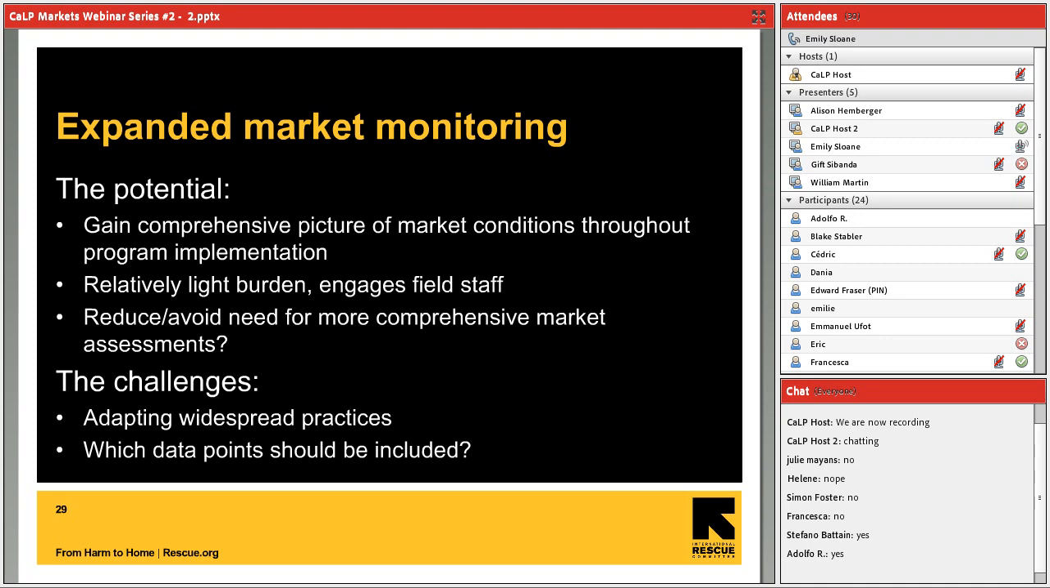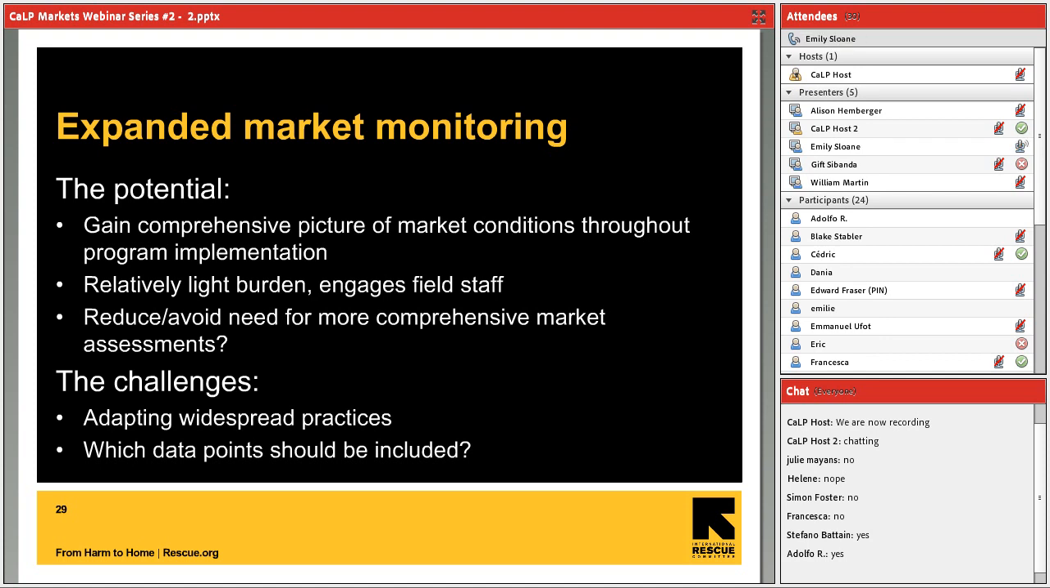So I'll talk quickly about the pilot in Niger on expanded market monitoring. So the idea here is that market monitoring is something that most agencies do when they're doing some sort of cash programming. So it's something that's a routine part of their activities anyway. And potentially we could add some indicators to market monitoring schemes beyond just price data to gain a more comprehensive picture of what's happening in markets during program implementation.